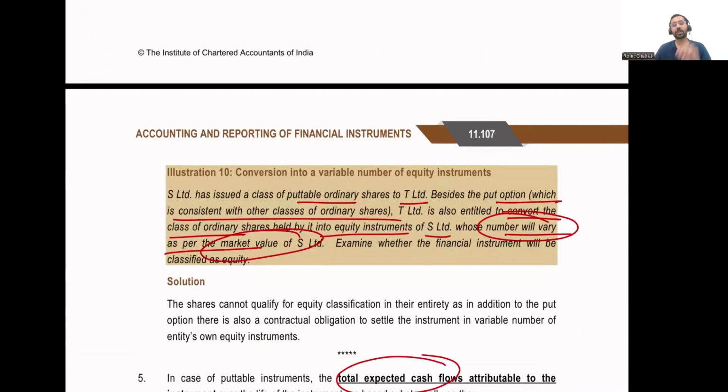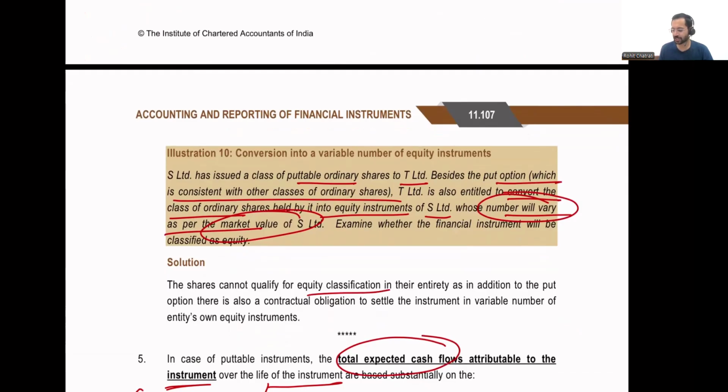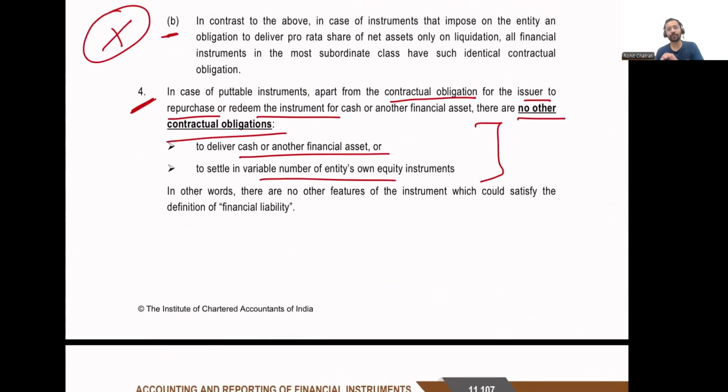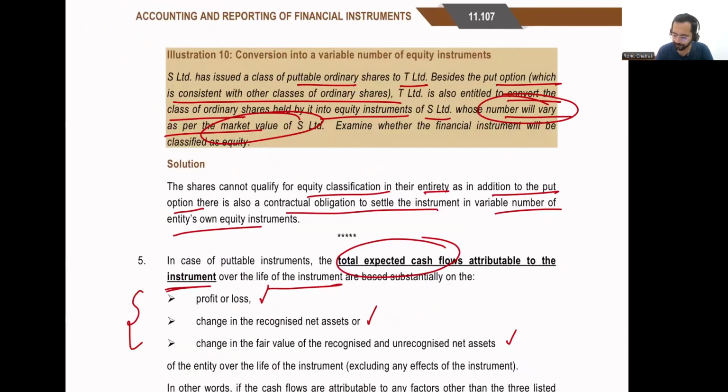Hence this instrument, the puttable ordinary shares, will be classified as a financial liability. The shares cannot qualify for equity classification in entirety, as in addition to the put option there is also an obligation to settle the instrument in a variable number of the entity's own equity instruments. Where an entity has an obligation to pay cash or an obligation to issue a variable number of equity shares, it means that there is a characteristic of a liability, and therefore the puttable ordinary shares will not be classified as an equity instrument.